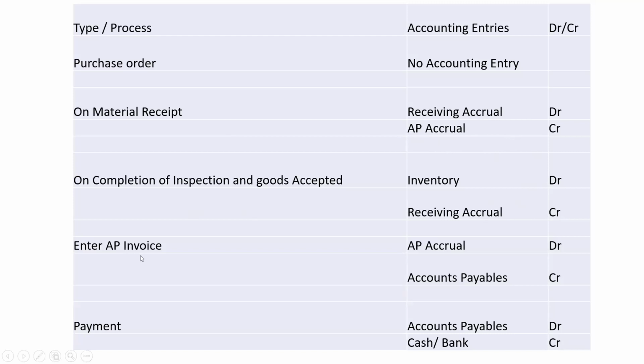And when you enter an AP invoice in the payables application, the accounting entry will be generated as AP accrual account debit and accounts payable account credit. It's nothing but your liability account. And when you make a payment, accounts payable debit and cash or bank account credit. If you look here, in the AP invoice entry and the payment entry, the accounts payable entry gets a credit, and again when you make a payment, it gets debited. So these two will balance, nullifying the balance and making it zero.